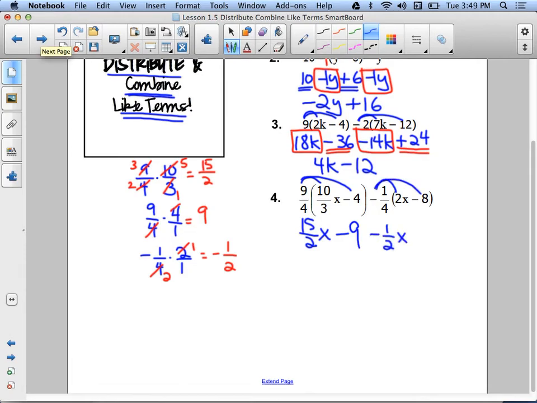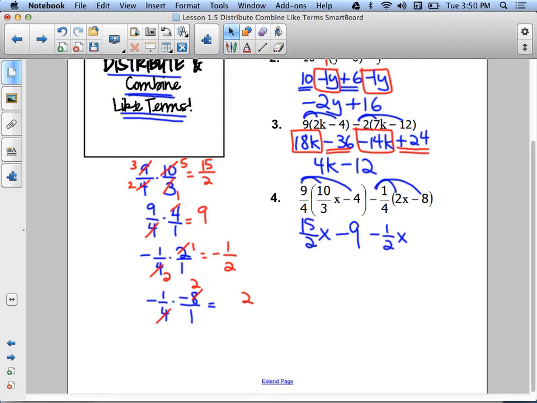And then I want to do negative 1/4 times negative 8. Negative 1/4 times negative 8. That's like 8 over 1, okay? The answer is going to be positive. Let's cross cancel. Actually, it'll be positive 2 because negative times negative is positive. So I'll get positive 2 over 1. That's it. So that is plus 2. So that was just the distributing. Now we can combine like terms.